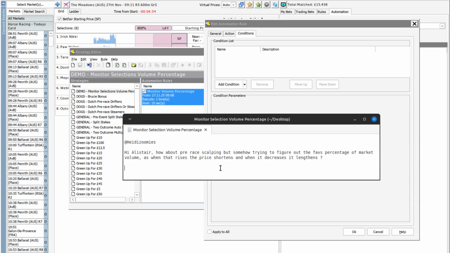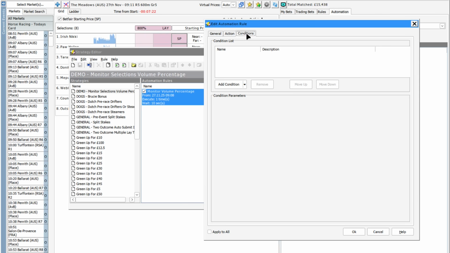I had this suggestion from Heidi 2 or 3 weeks ago, where she's suggesting if there's a way of monitoring the market volume against a selection's volume as a percentage, so that if the selection's volume percentage is increasing, the indications are that the price will be shortening, and vice versa. If the volume share is decreasing, then the price is likely to be going out.